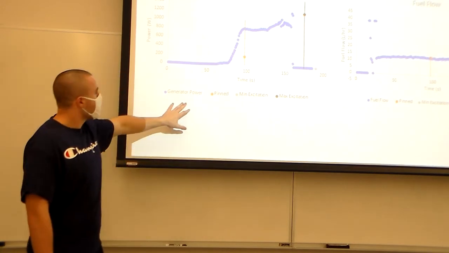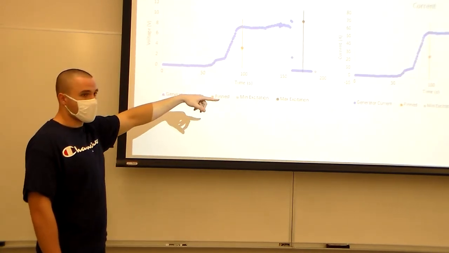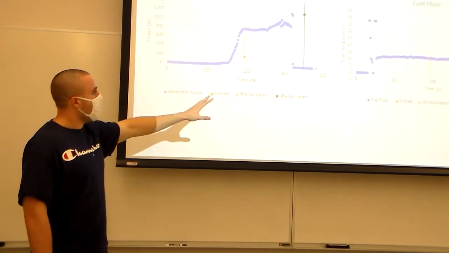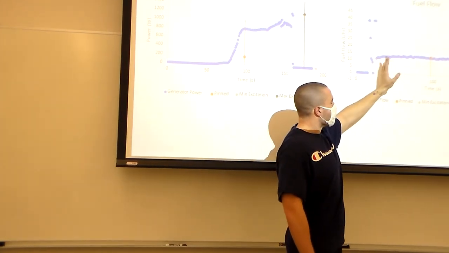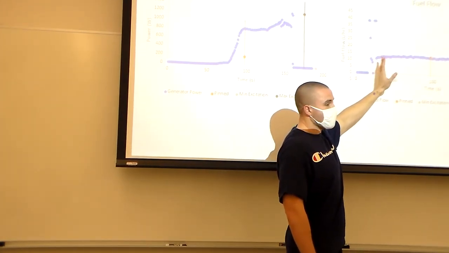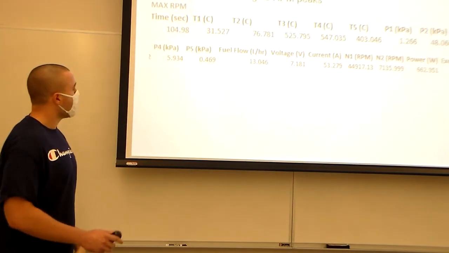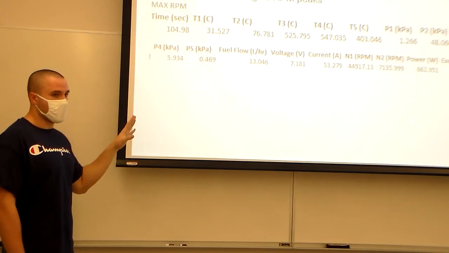In terms of power produced, it followed the same trend as the current and the voltage, which makes sense because power equals voltage times current. And the fuel flow here was fairly steady once we reached steady state and brought the system up to full throttle. So my first analysis point that we looked at was when the engine RPM peaked.